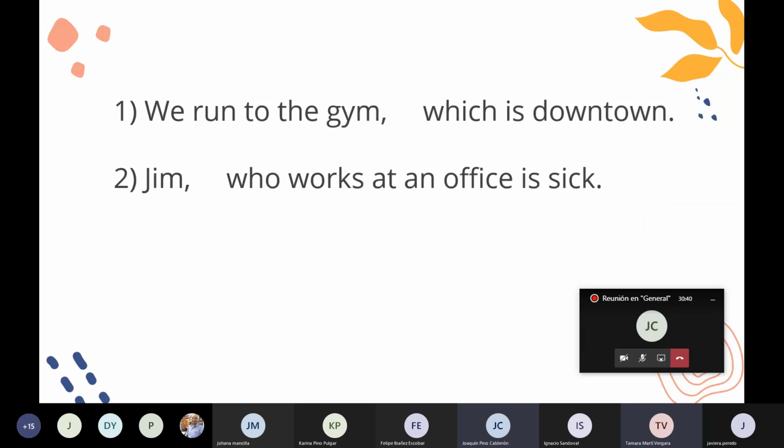Here we have two sentences, and your task is to put the slash where it corresponds, right? So you can identify where the pause is. So yeah, you have 2 minutes to do it, maybe less. If you guys tell me that you are ready, we are going to start before the 2 minutes. So please let me know.